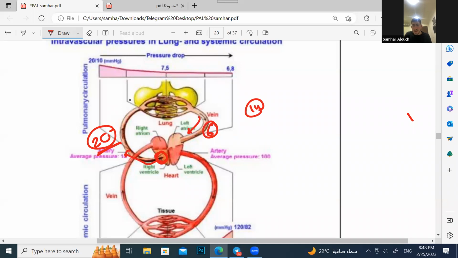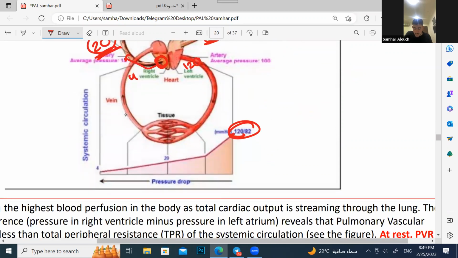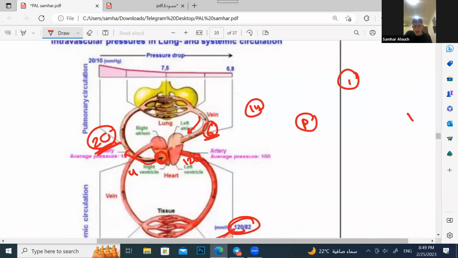So now we know that the pressure of the systemic circulation is way, way higher than the pressure in the pulmonary circulation. That's the first thing. In the systemic it's 120 and 4, and in the pulmonary it's 20 and 6. The difference is just 14. So first thing, the systemic circulation has a way higher pressure. Look at the pressure, 120 and 4. And here it's just 20 and 6. So that's the first thing.